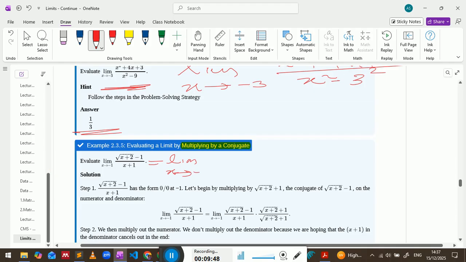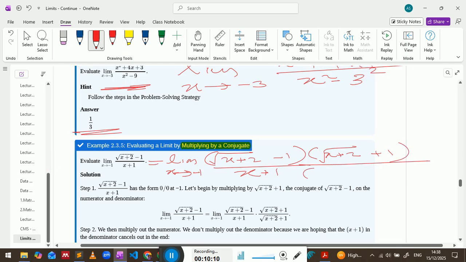So now what will happen? Let's say limit x approaches minus 1 of this expression, square root of x plus 2 minus 1 over x plus 1. The conjugate of this is square root of x plus 2 plus 1. On both sides I can take the multiplication by square root of x plus 2 plus 1. The conjugate of square root of x plus 2 plus 1 is square root of x plus 2 minus 1.